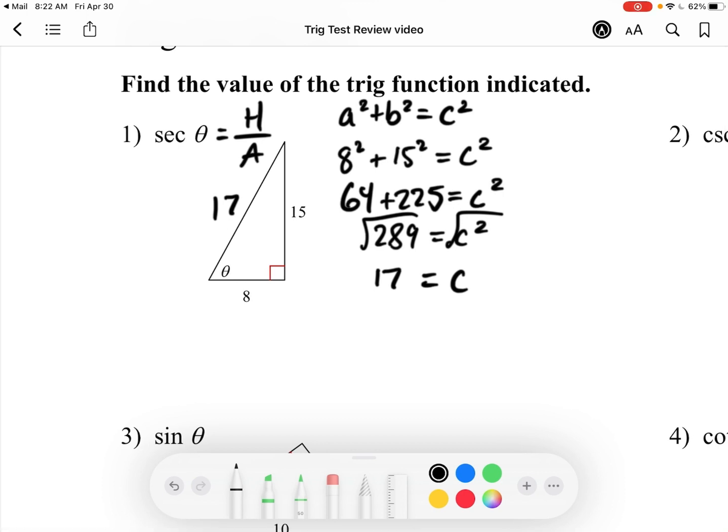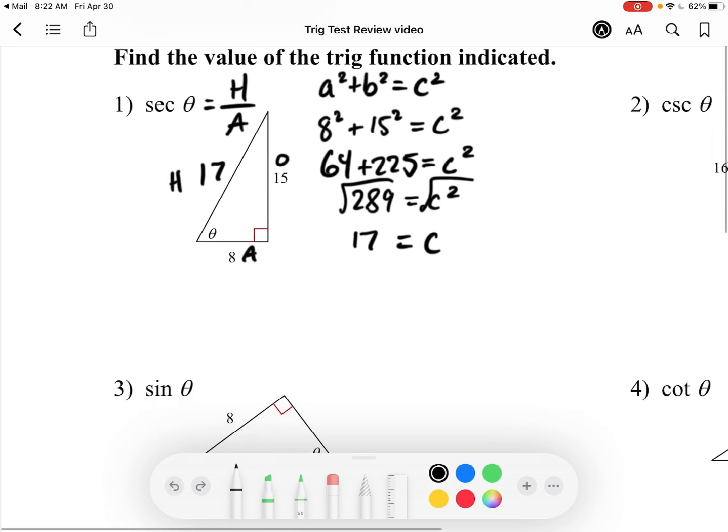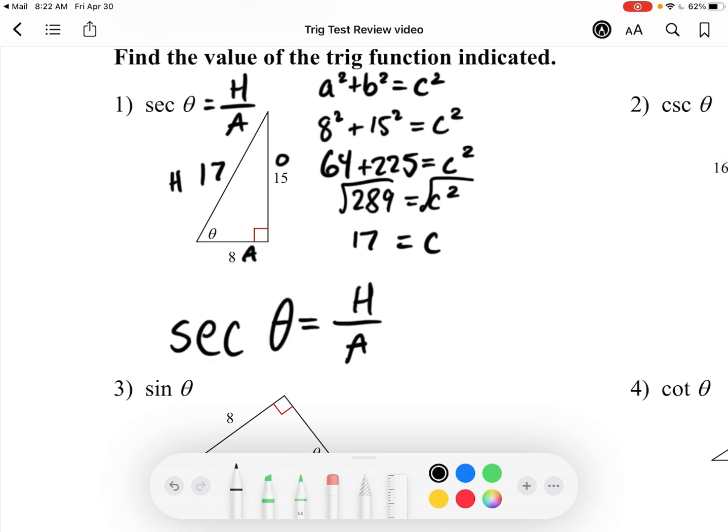So now we can label things. This is hypotenuse, this is opposite, and this is adjacent. For our ratio, our final answer, secant theta is equal to hypotenuse over adjacent. Hypotenuse is 17, so I'm going to replace this h with 17. And then adjacent is 8, so I'm going to replace this a with 8. So this is our final answer, 17 over 8.